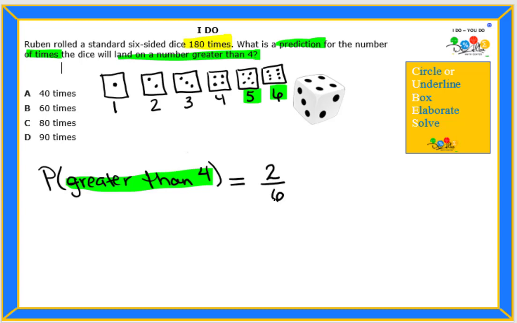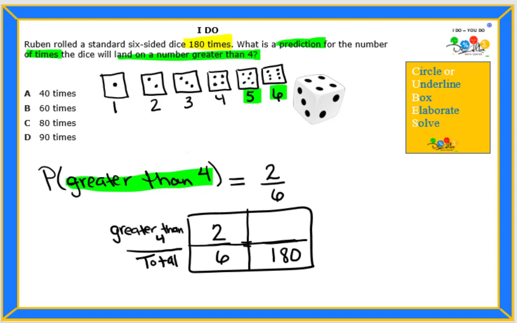Okay? And now that we have that, we can set up a proportion. So what we want is if we rolled 180 times. So we're going to set up the proportion where we are saying if the probability of a number greater than 4 coming out is 2 out of 6, then what do we predict if we roll a total of 180 times?